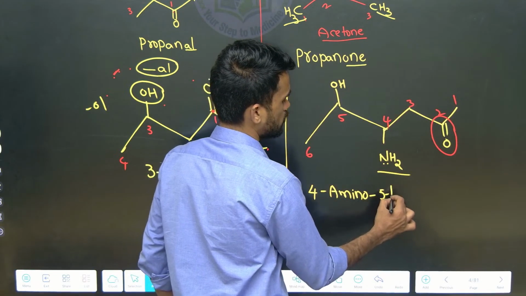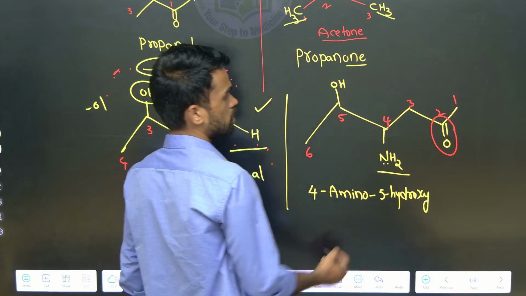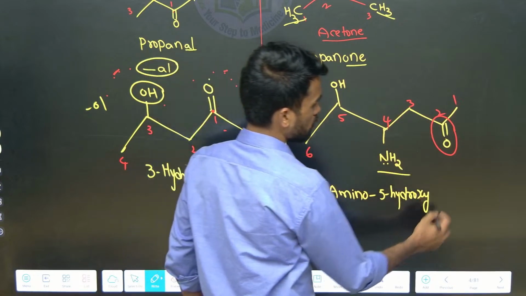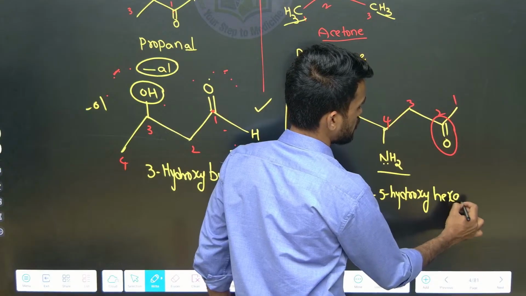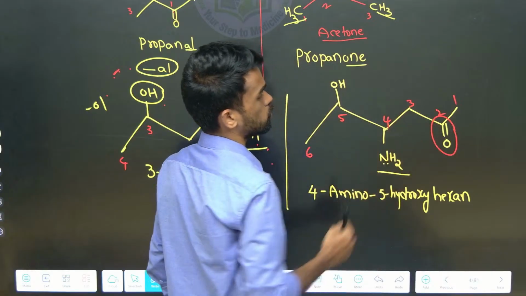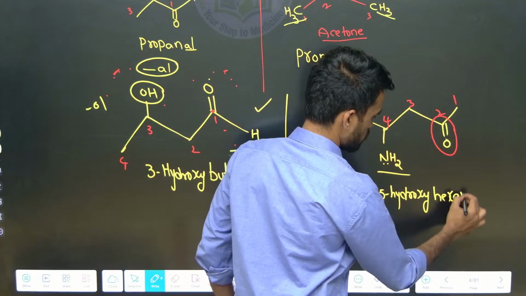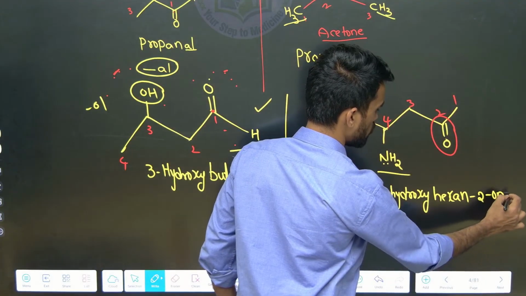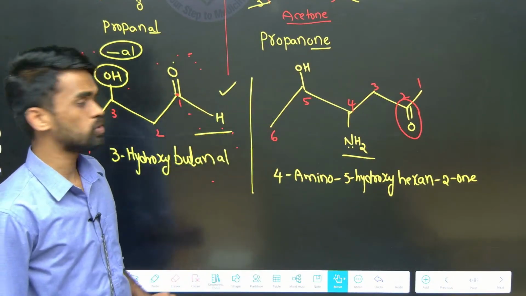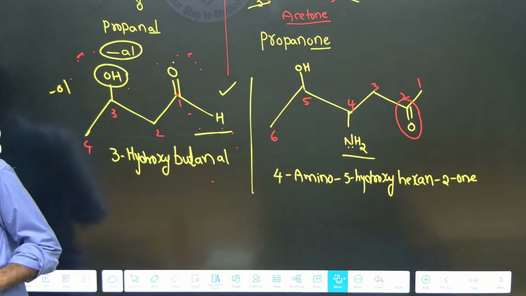So 4-amino, 5-hydroxy. The chain contains 6 carbons, so hydroxy hexanone. Again, we haven't indicated the position of this ketone yet, so hexane-2-one. This is how you need to write the name: 4-amino-5-hydroxyhexan-2-one. So this is how you need to write the IUPAC name of the given compound. Okay, is this clear guys, is this clear?